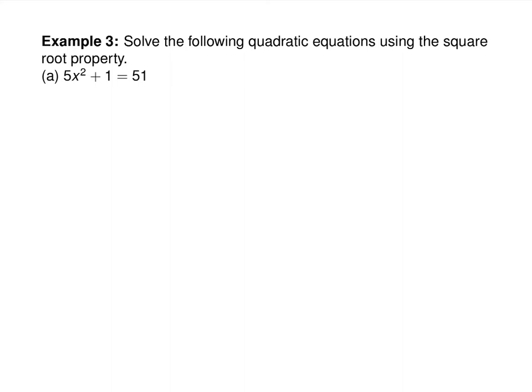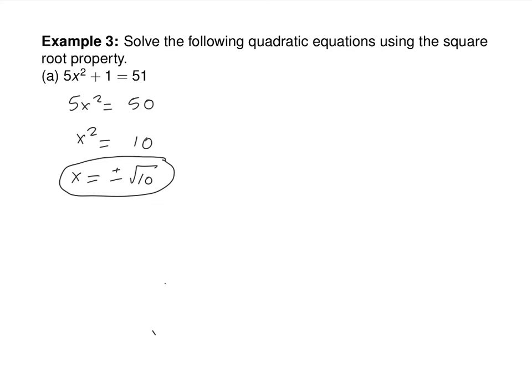Subtract 1. Great. 5x squared equals 50. Divide by 5. X squared equals 10. And is square root 10 the only answer? No, plus or minus. Plus or minus, very good. That is the one danger with square roots, is you could forget the plus or minus.